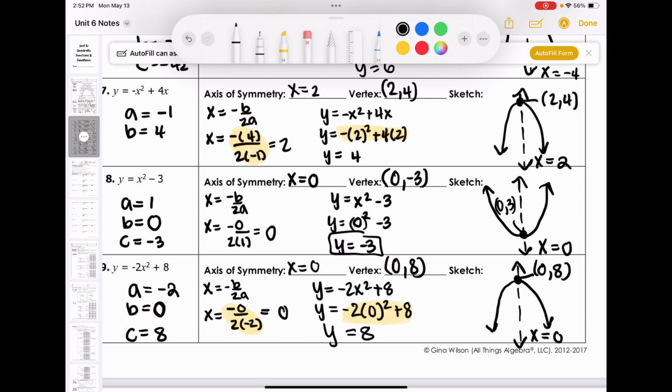And that concludes the notes for axis of symmetry and the vertex.